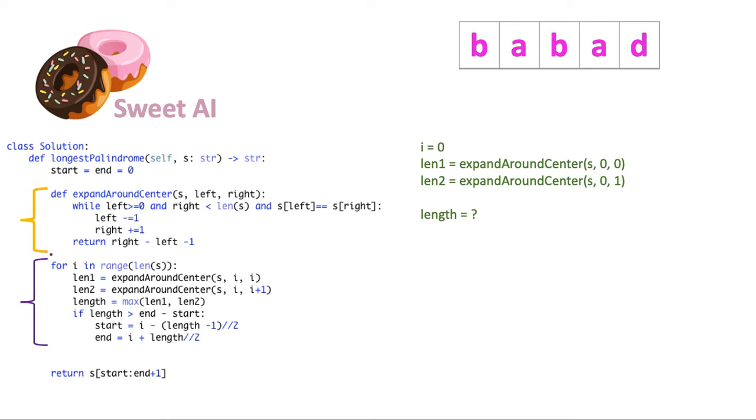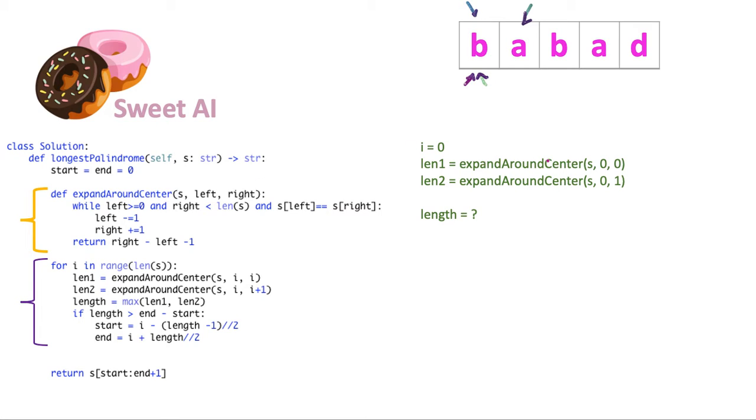So let's start. At the beginning we start from index 0, as I mentioned. For this case we are going to get length 1 and 2, and for this case the pointers are both pointing at index 0 here, and for the second case one pointer is pointing at index 0 and the other one is pointing at index 1, and we are going to calculate the length using this function that we have here, and we get the max of these two. So let's see how we are going to do that.